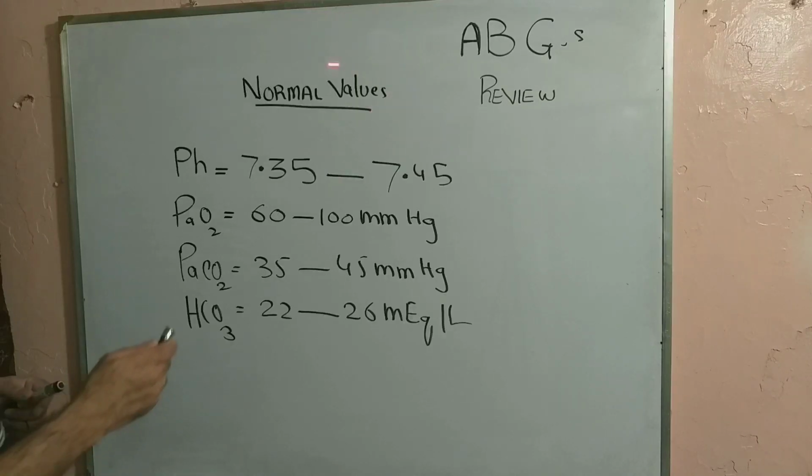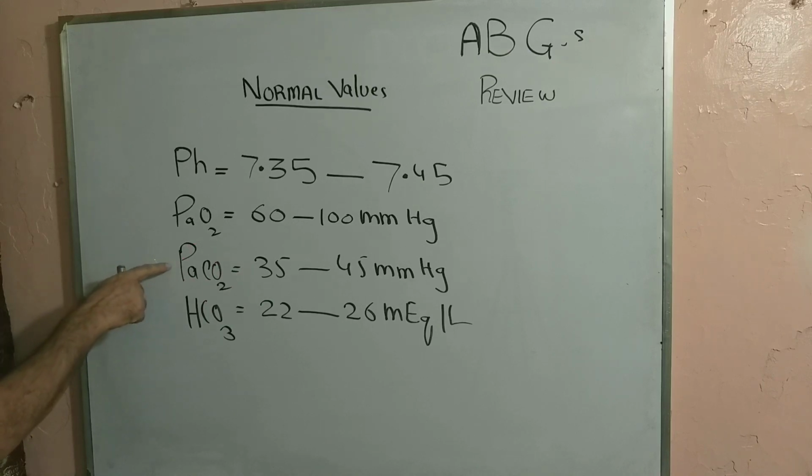Talking about the normal values of these important entities, pH is 7.35 to 7.45, partial pressure of arterial oxygen is 60 to 100 millimeters of mercury, and partial pressure of arterial carbon dioxide is 35 to 45 millimeters of mercury. Bicarbonate is dealt with by the kidneys, and carbon dioxide is dealt with by the lungs. So bicarb is normally 22 to 26 milliequivalents per liter.